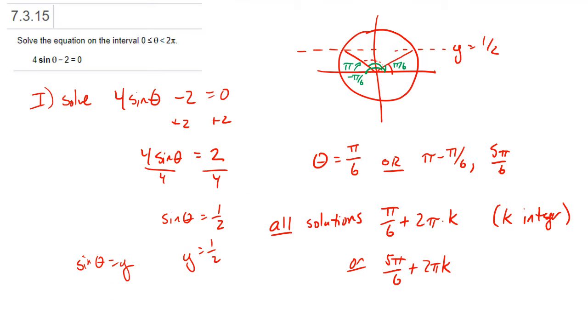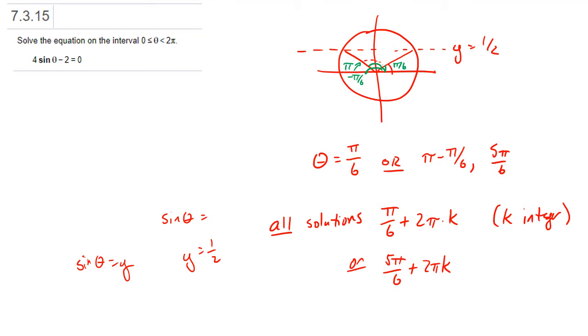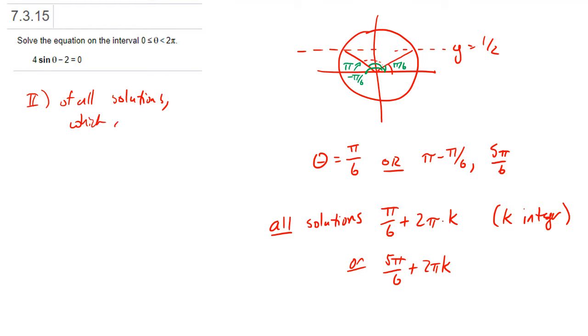So we found all of our solutions, and now we're going to ask of all of the solutions which ones are in the interval particular to this problem. We're trying to find thetas specifically between 0 and 2 pi. So step 2: of all solutions, which are in the interval from 0 to 2 pi.